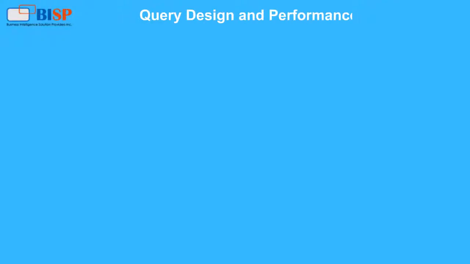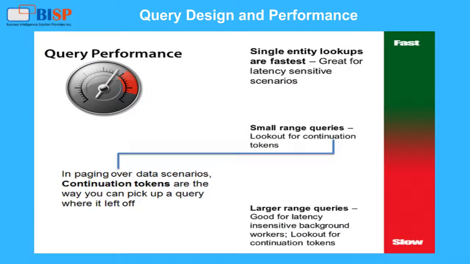Query design and performance. Single entity lookups are fastest, great for latency-sensitive scenarios. Small range queries: look out for continuation tokens. In paging over data scenarios, continuation tokens are the way you can pick up a query where it left off. Larger range queries are good for latency-insensitive background workers; look out for continuation tokens.